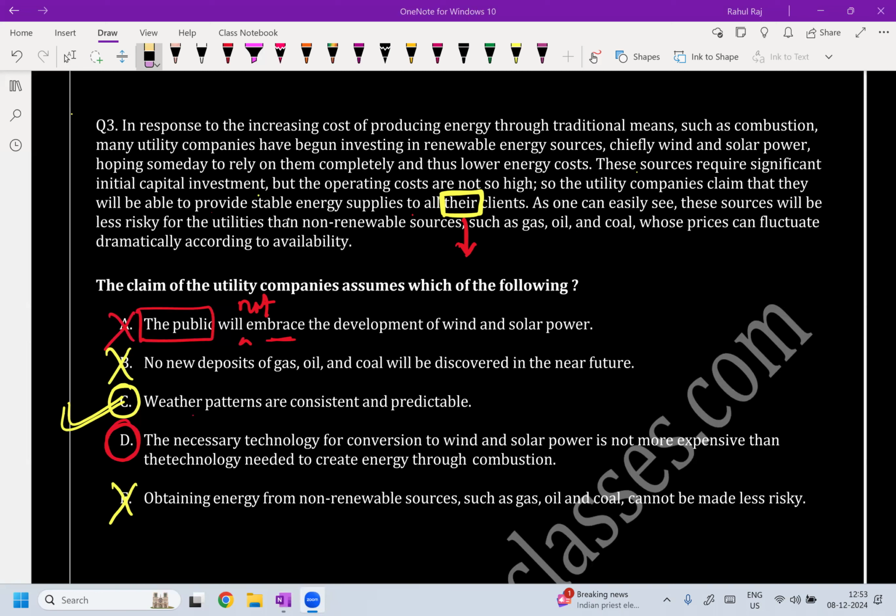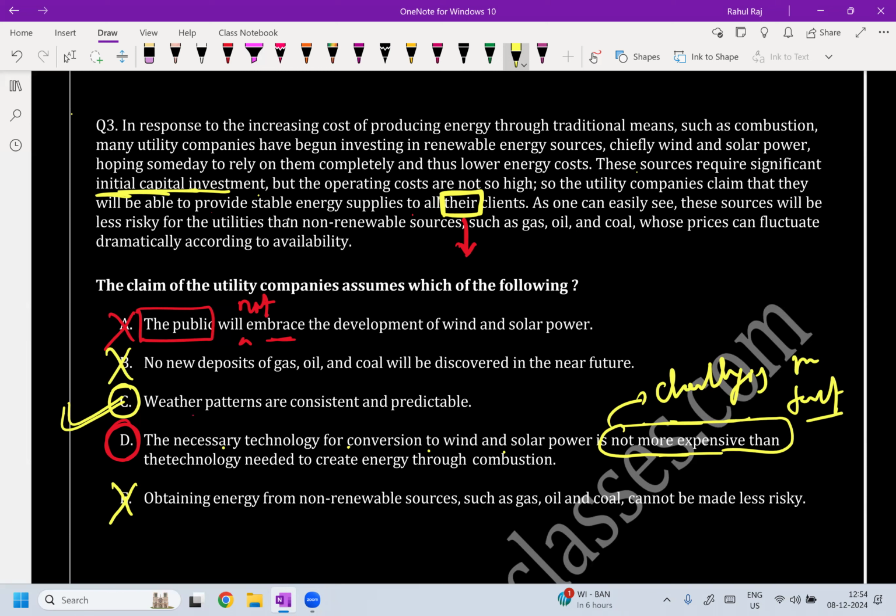Operational costs are not so high. Or you say that it is trying to challenge the argument. No, it is already stated in the argument. The argument says that it requires initial capital investment, right? And what is stated over here? The necessary technology for conversion to wind and solar power is not more expensive. So you don't have to even negate it, Atharv. The moment you say that this is challenging the fact, straight away it is wrong, because you are not allowed to challenge the fact and support the fact in critical reasoning. Am I right? So C is the right answer.